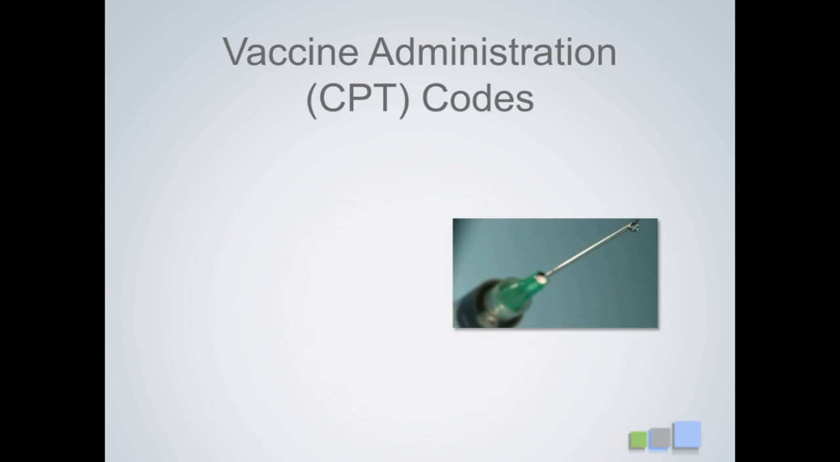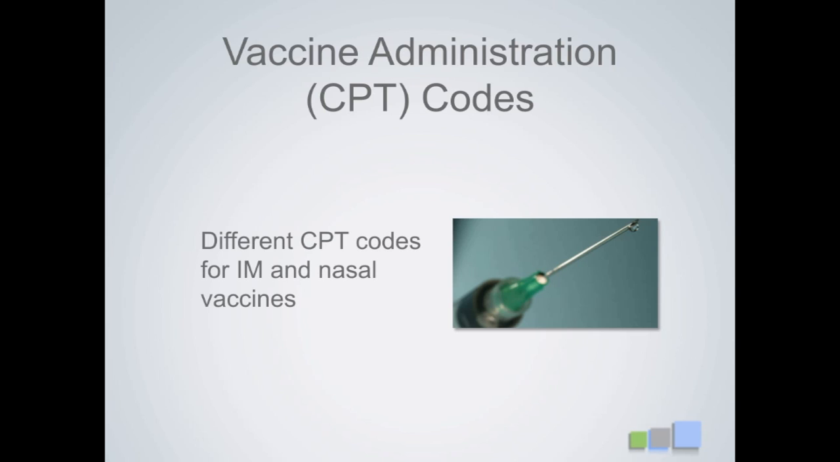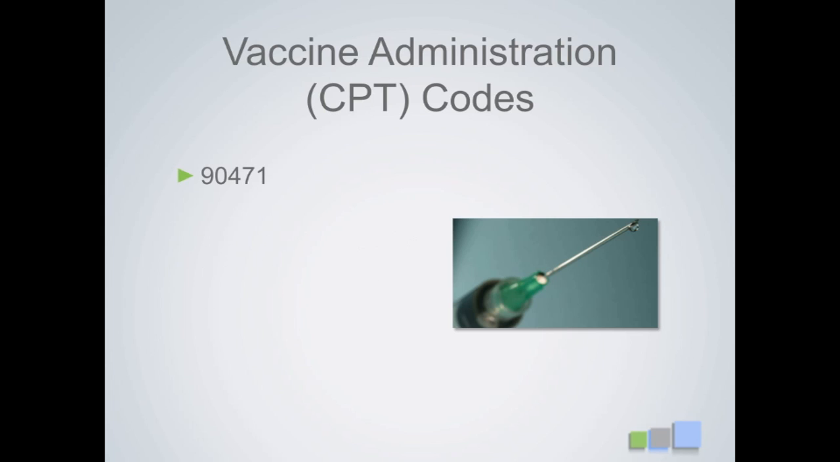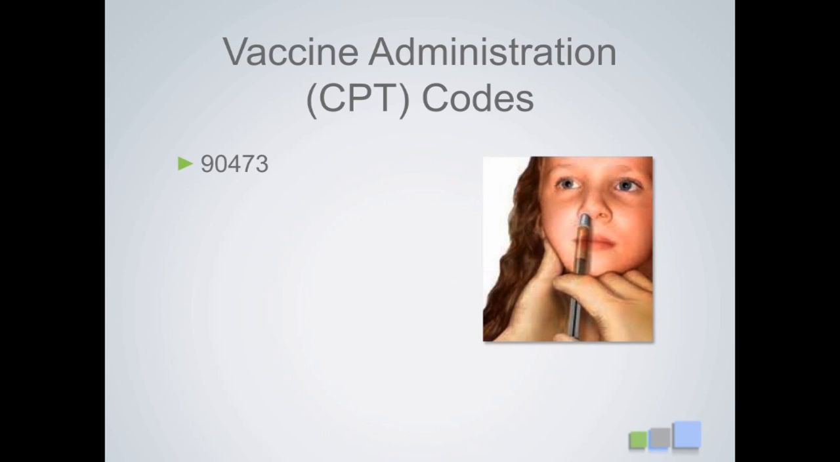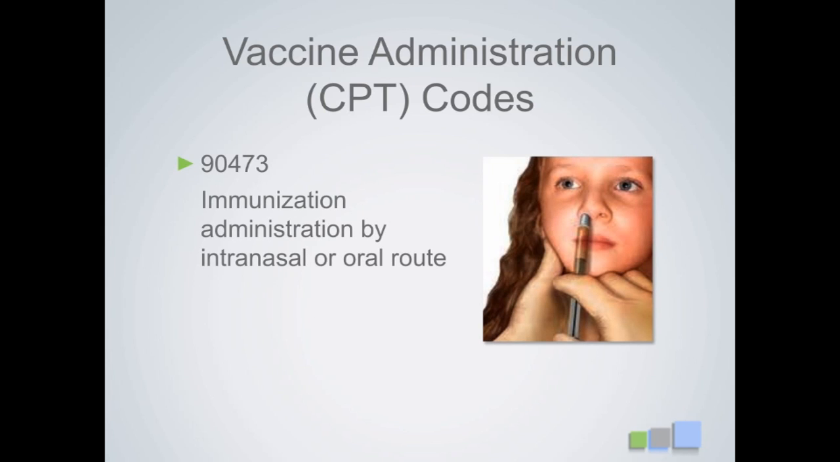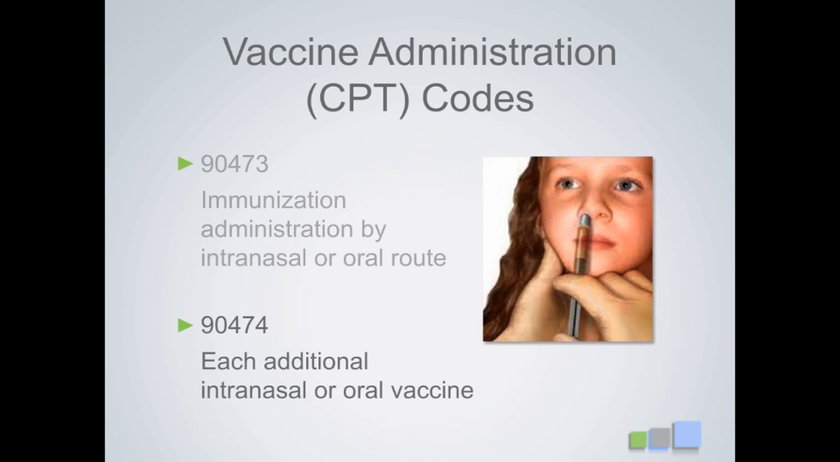Now let's review the codes for route of vaccine administration. For example, there are different CPT codes for intramuscular and intranasal vaccines. Here we see that the code 90471 is for any single injectable vaccine, while 90472 should be used for any additional injectable vaccines administered at the same visit. Code 90473 should be used for an intranasal vaccine like FluMist or oral vaccine like rotavirus. Use 90474 for additional doses given at the same visit.